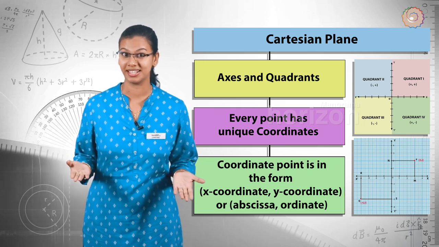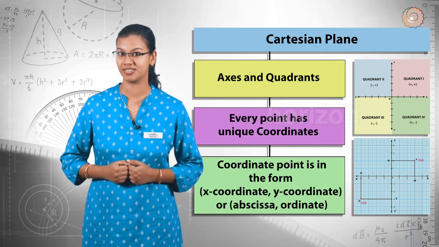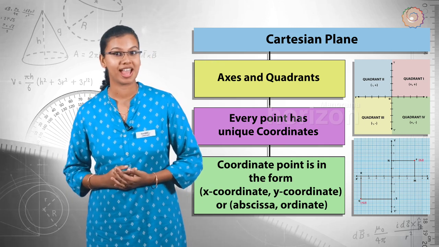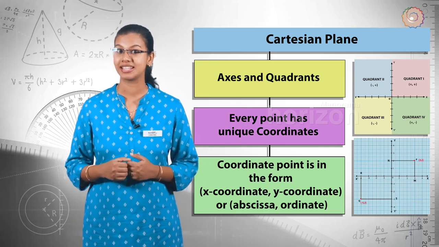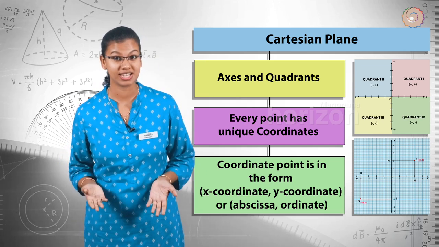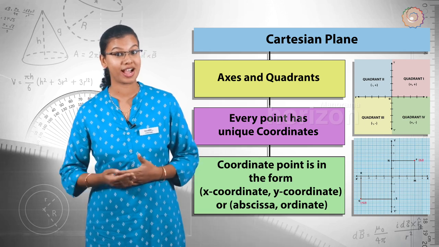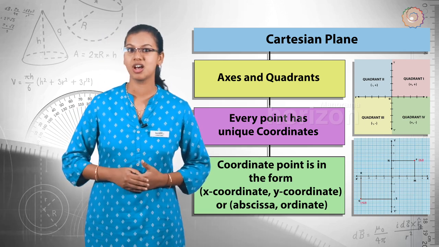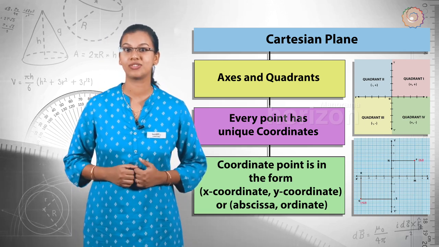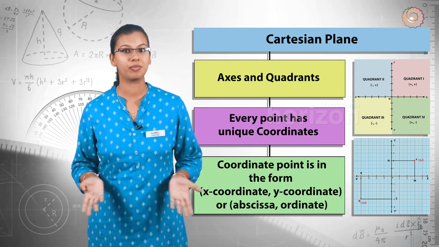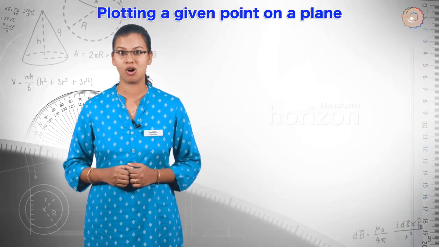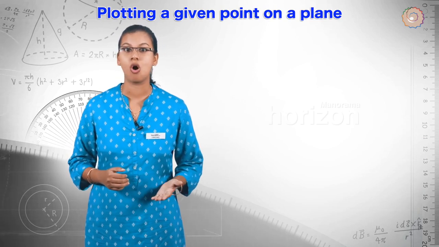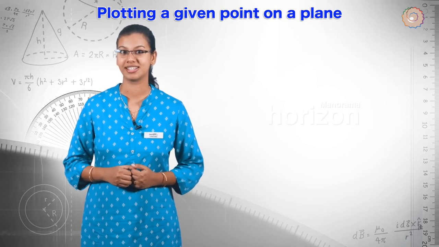A Cartesian plane consists of axes and quadrants, and every point has unique coordinates expressed in brackets with the x-coordinate, or the abscissa, first and then the y-coordinate, or the ordinate. So based on that, we can write the coordinates of any point on the plane. Now let's try to locate or plot a given point on the plane from its coordinates.